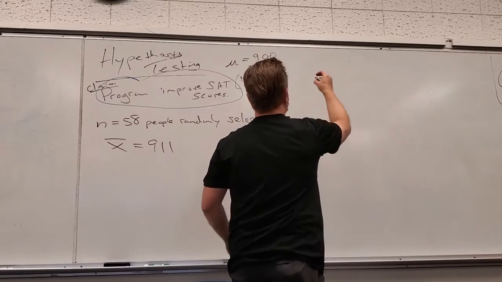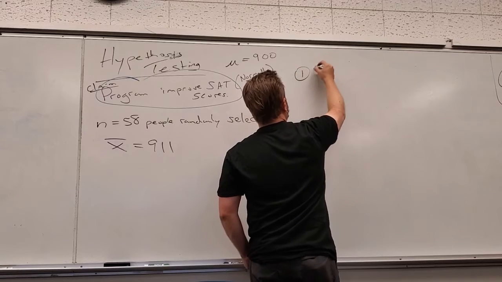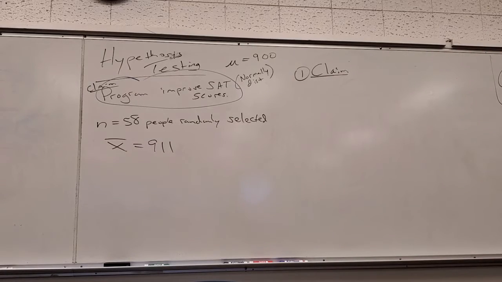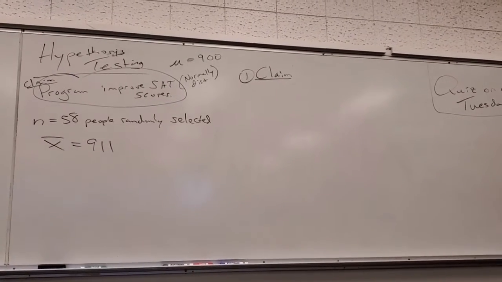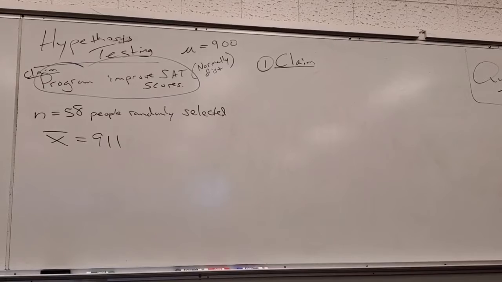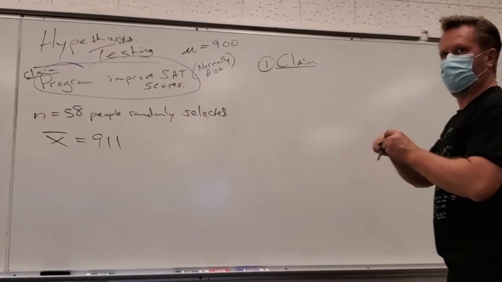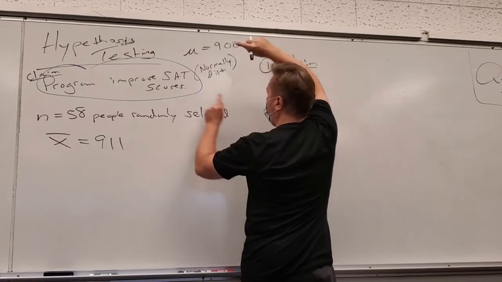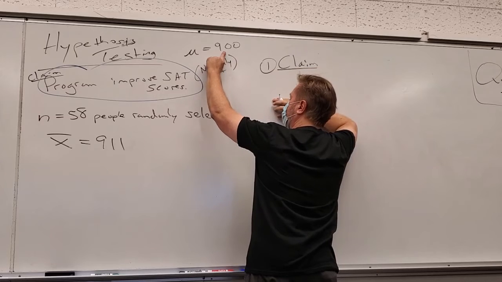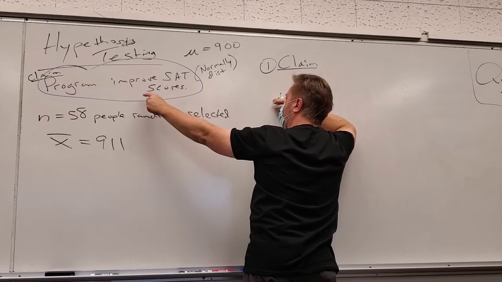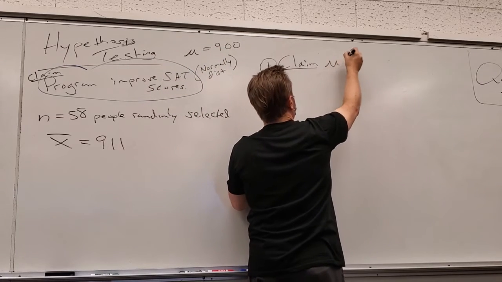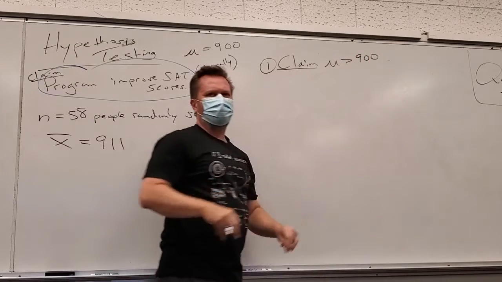So let me ask you this. Can somebody help me? What is the claim that's being made in this problem? Yeah, it improves the mean SAT score, right? So my claim is that the mean SAT score should be how related to this? If you take my program, the mean SAT score for the people that do that should be greater. All right, so the claim is this. Is that cool?